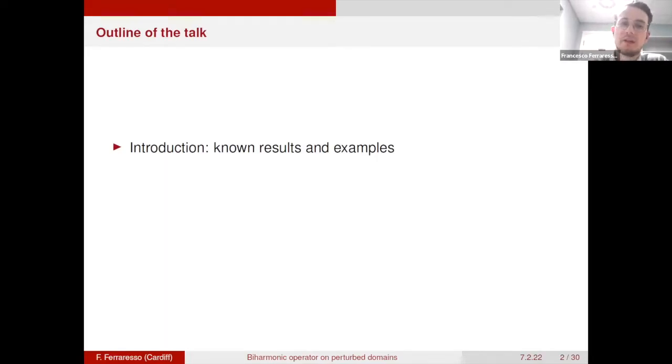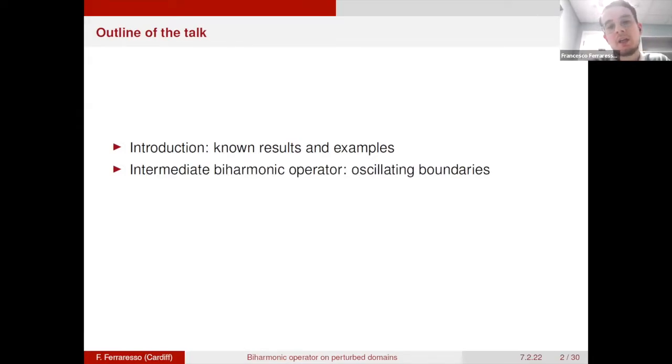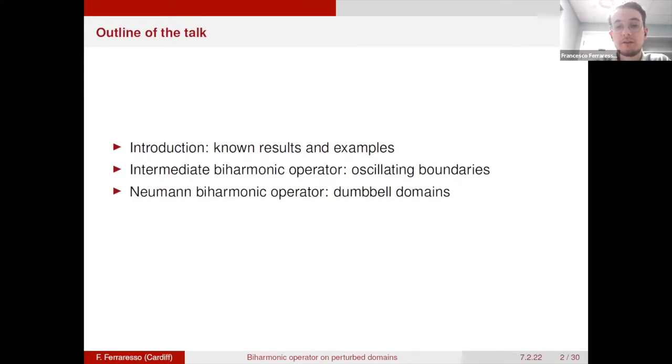I will start with an introduction about the main results that are known, and I will focus on the Neumann Laplace operator and show what is known, at least in that case. Then I will try to make a comparison with the biharmonic operator, and we will see that there are several interesting differences. Once we have done that, I will consider the biharmonic operator with intermediate boundary conditions first. Then I will switch to the Neumann biharmonic operator, first on dumbbell domains and then on thin annuli.